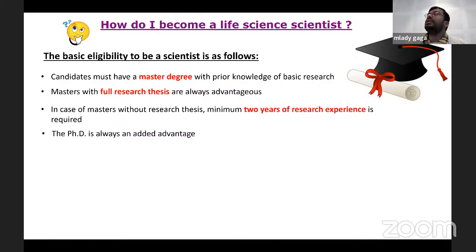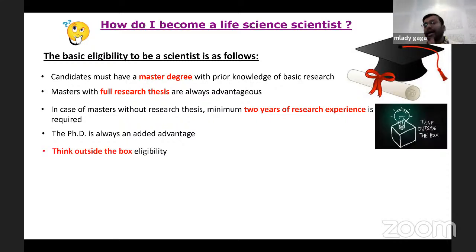But if you continue for a PhD and after the PhD you plan to join a research field, it's always an advantage, because a PhD gives you a kind of license. Like, if you want to drive a car, you need a driving license. Similarly, if you want to do research, you need a license, and a PhD is that type of license, showing that you have prior knowledge of research already, and you are already a known person.